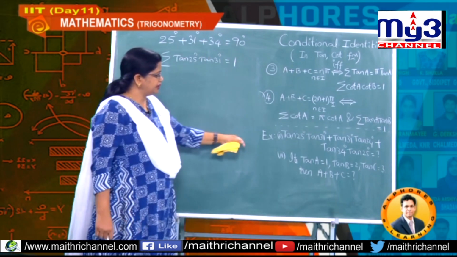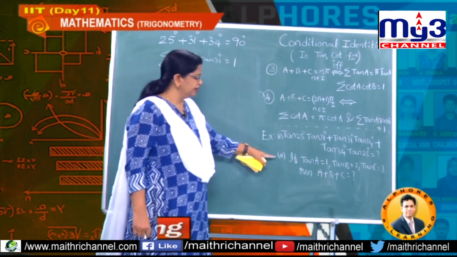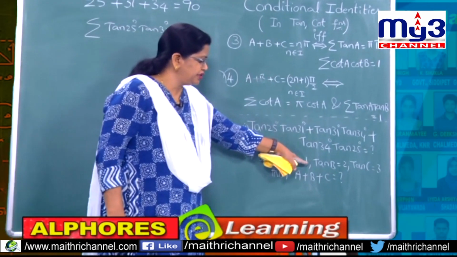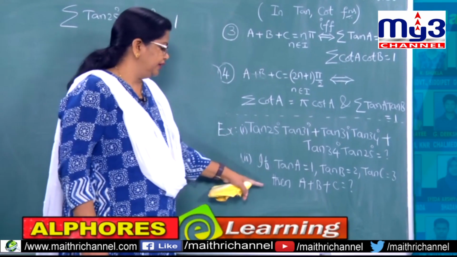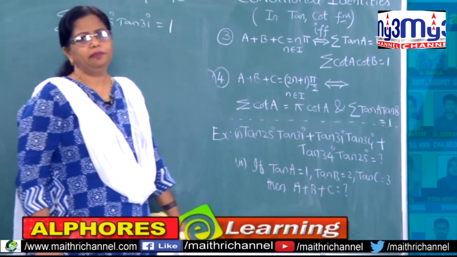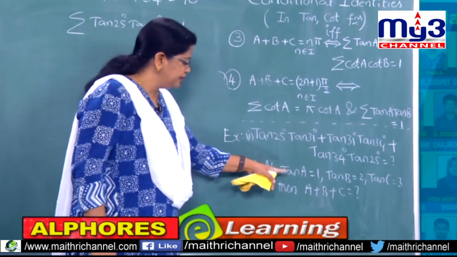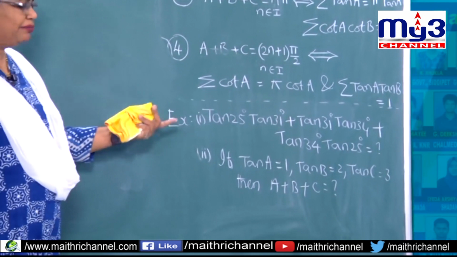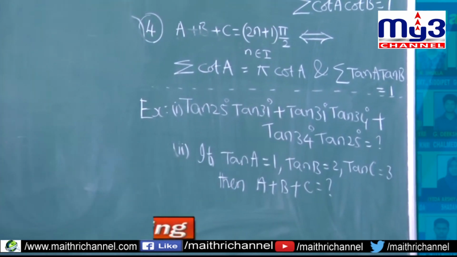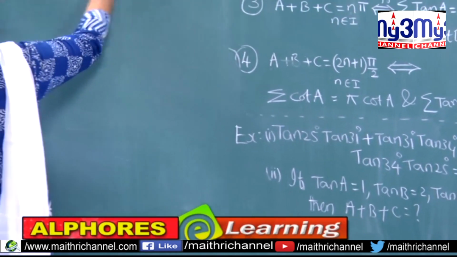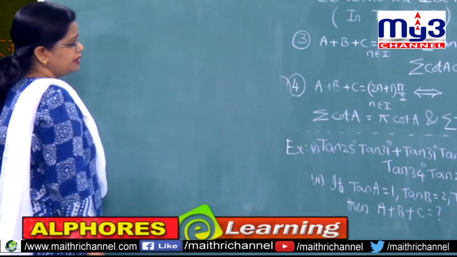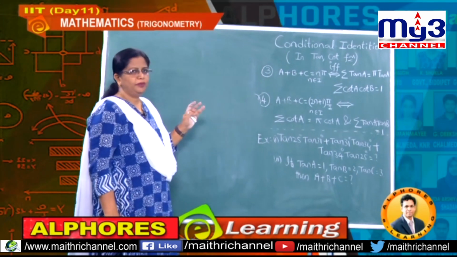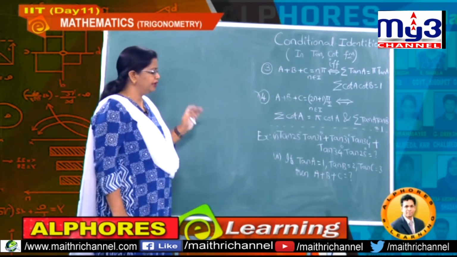And what about the second example? In the second example you observe tan A is 1, tan B is 2, tan C is 3. Then what is the value of A plus B plus C? A, B, C are nothing but angles. That means what about the sum of those 3 angles? Now you observe students, how are the given tan values? 1, 2, 3. Then what is the sum? 1 plus 2 plus 3, that is 6.